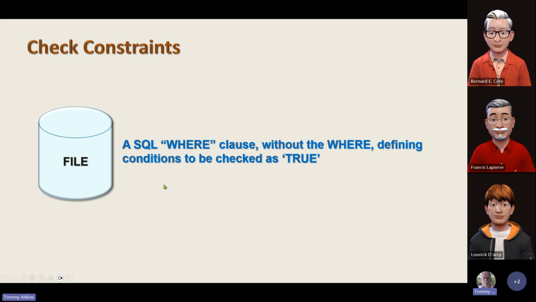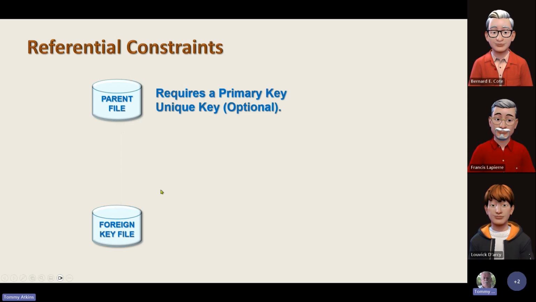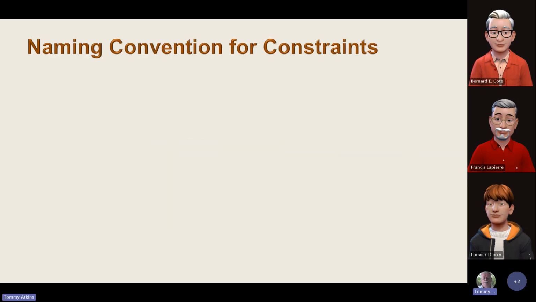So although it's there and I put it in for completeness, I would only use it if there's no reason whatsoever to put a before trigger on the file, and therefore I want to validate one or two fields. That was the only reason I use a check constraint. So really, the constraints that I use mostly are primary key, unique key, and referential constraints. So let's have a look at this.